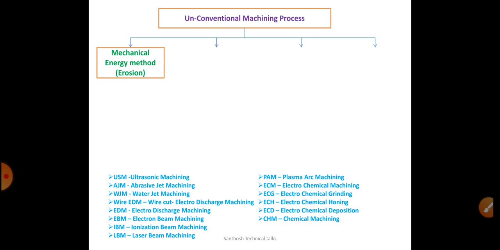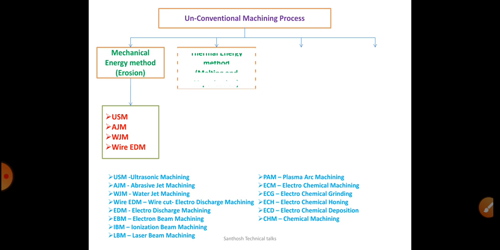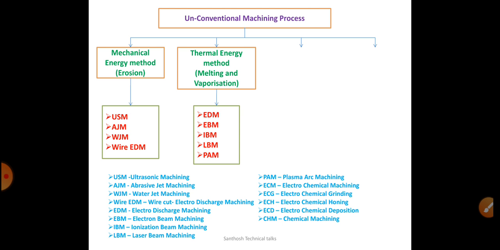First is the mechanical energy method. In the mechanical energy method, we have ultrasonic, abrasive jet, water jet, and wire cut EDM as some of the processes which involve mechanical energy. Next is the thermal energy method, that is melting and vaporization. Here, processes like EDM, EBM, IBM, LBM, PAM are used in the thermal energy method. So heat is being used.